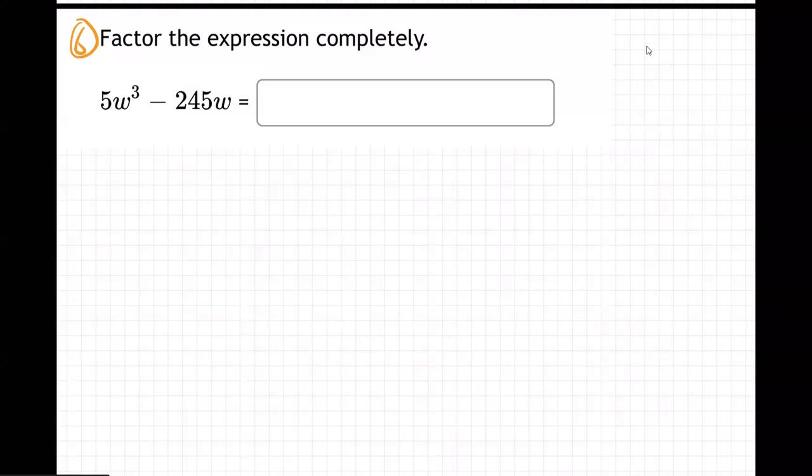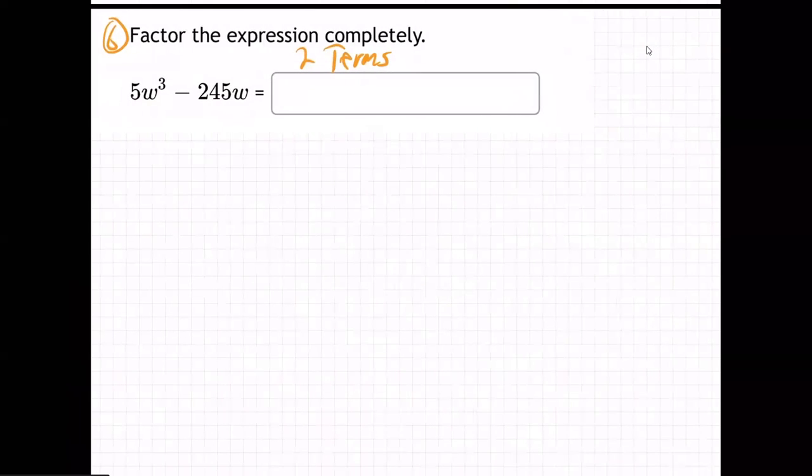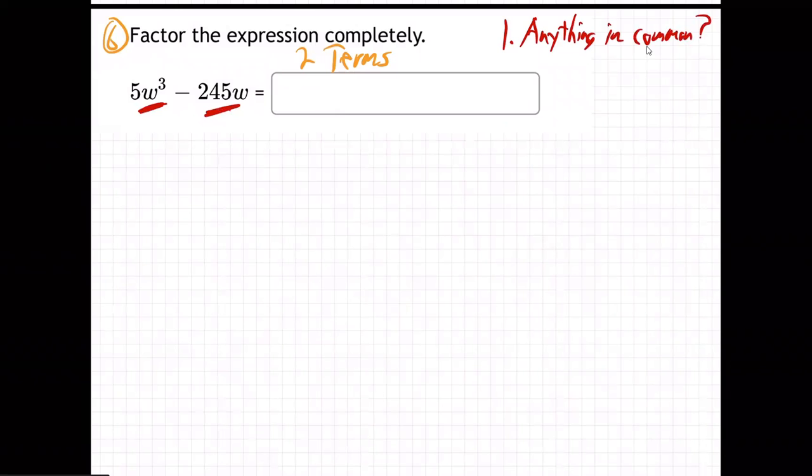All right, so we're supposed to factor. Notice we have two terms. Only two terms in this. And so what's the first step? First step on every factoring problem is to ask the question, is there anything in common? What do these guys both have in common?